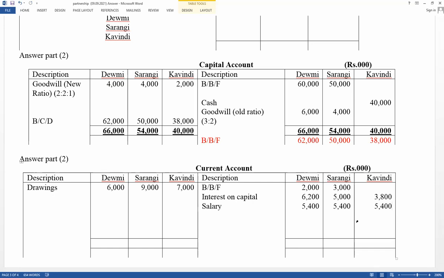Right. Admission part okay, appropriation part okay. Now think about other adjustments. Other adjustments are available in all business organizations.